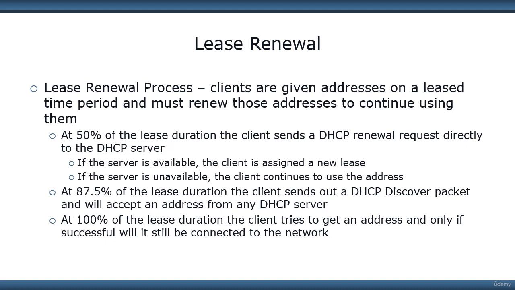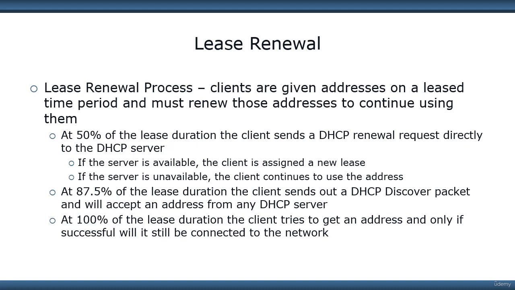At 87.5% of the lease duration, the client sends out a DHCP Discover packet again, because now I've already tried to communicate with DHCP and for whatever reason it wasn't running, so I waited until just before the lease is going to expire, and now I'll send out a broadcast and I'll accept one from anybody. At 100% of the lease duration, it'll try to get an address again, and only if it's successful will it still be connected to the network. So when the lease runs out, if you cannot communicate with DHCP, then you would get an automatic private IP address, a 169.254, which is always a good indicator that there's a problem.